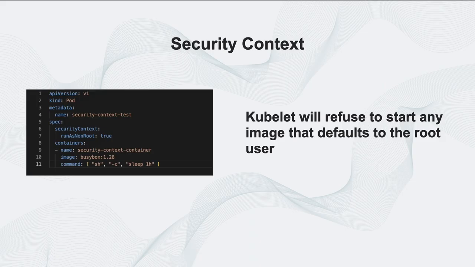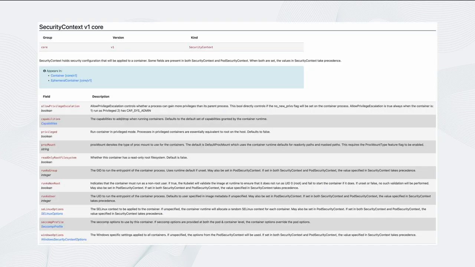You can also utilize security contexts. As you can see here, there's a security context on this pod with runAsNonRoot set to true. And what this does, if you have this setting, the kubelet will refuse to start any image that defaults to the root user. So hopefully when you containerize your application, you set a user ID and a group ID, but sometimes if you're not careful, those containers will come over with root access. And by setting the security context setting, it will refuse to start the image that defaults to the root user. That's another protection.